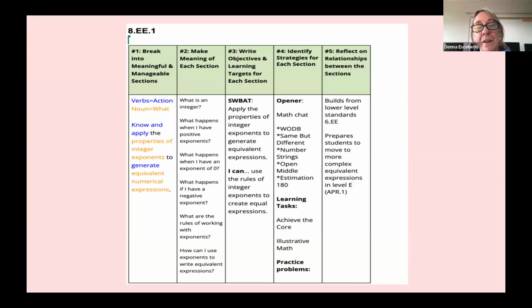And then the relationship: what comes before this? What skills do we need before we can work on this? And what do we want to prepare students for at that next level, what do they need for that?